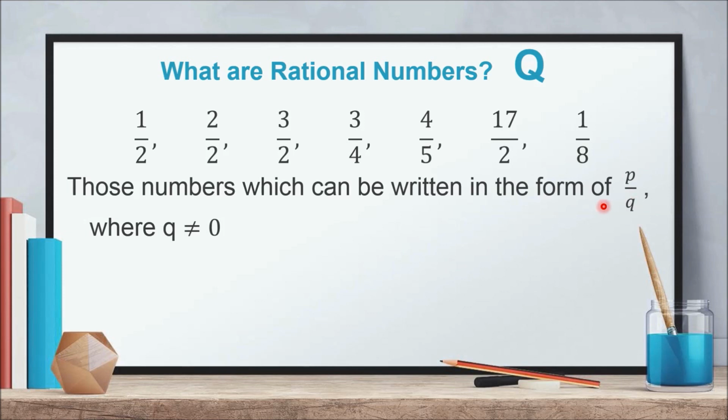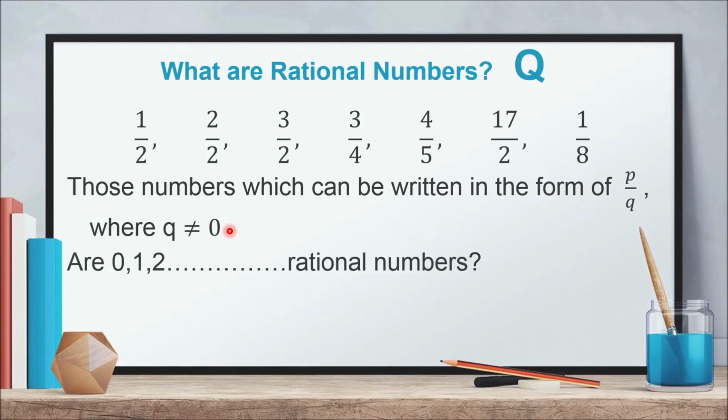That is why the condition q is not equal to 0 is taken, because otherwise these rational numbers will become infinite. An important question comes to our mind: are 0, 1, 2 rational numbers? 0 can also be written as 0 divided by 1. So 0 is a rational number because it can be written as 0/1.